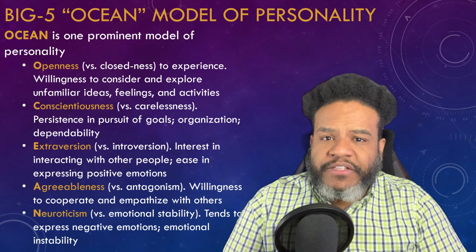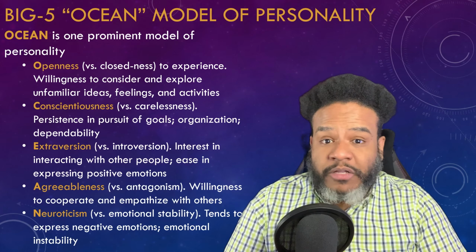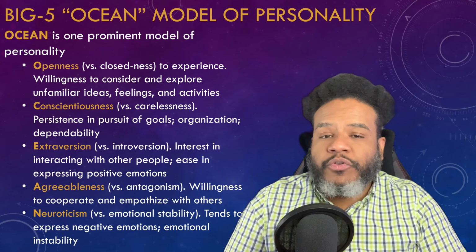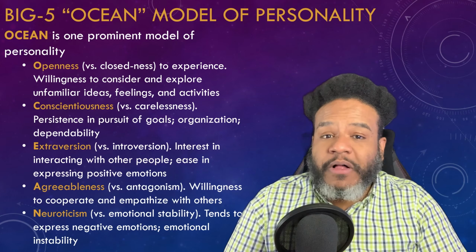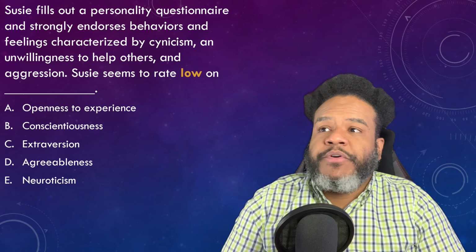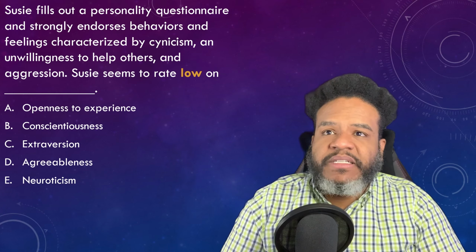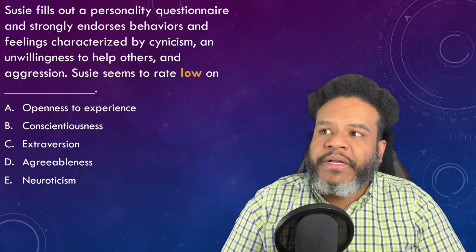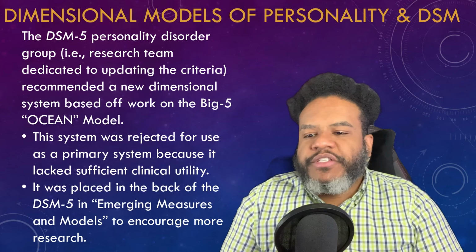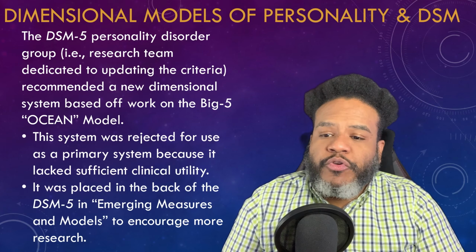Now, all of these are considered dimensions, so everybody will fall somewhere along the lines of these. And personality disorders tend to arise when people fall at the extremes, either being too high or too low within all these categories. All right, so here's a little bit of review right here. So Susie fills out a personality questionnaire and strongly endorses behaviors and feelings characterized by cynicism, an unwillingness to help others, and aggression. Susie seems to rate low on, let's take a look right here. That's right, agreeableness.